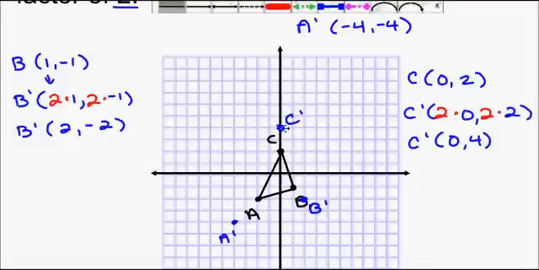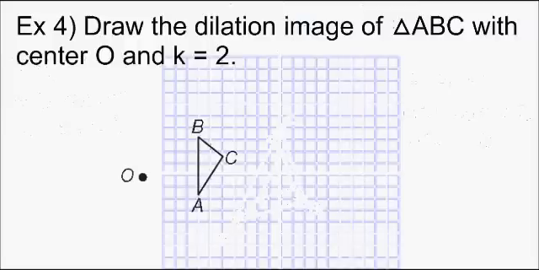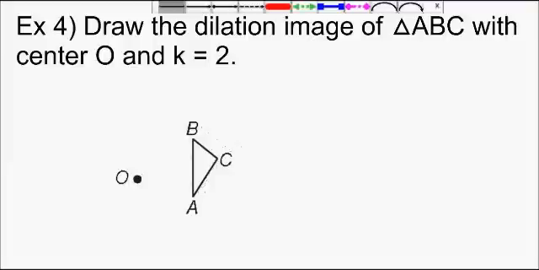Okay. And now we can connect these, and you see the new dilated, enlarged triangle. And it should be an enlargement because our scale factor was greater than 1. It was a 2. So pretty simple. Example 4. Draw the dilation image of ABC with center O and K equals 2. And you'll notice this time that we're not on the coordinate grid. We're going to have to do this a little bit differently. So K is still 2, which means that we still have an enlargement.